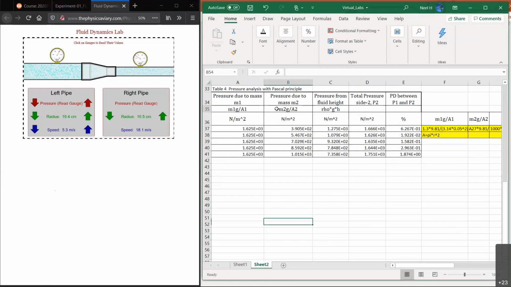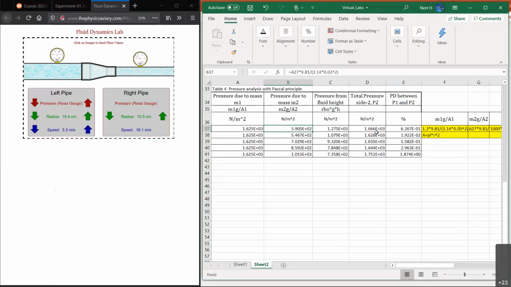Pressure is M2G divided by A2. The radius of the tube is extremely small, okay? The radius of the tube right here is 0.02. You have a denominator 0.02 to the power 2, that is 10 to the negative 4. When that 10 to the negative 4 goes to the numerator, it becomes 10 to the positive 4. So that becomes a really large number.